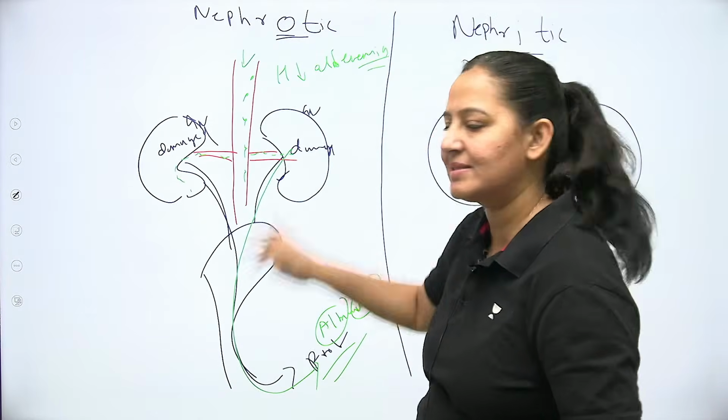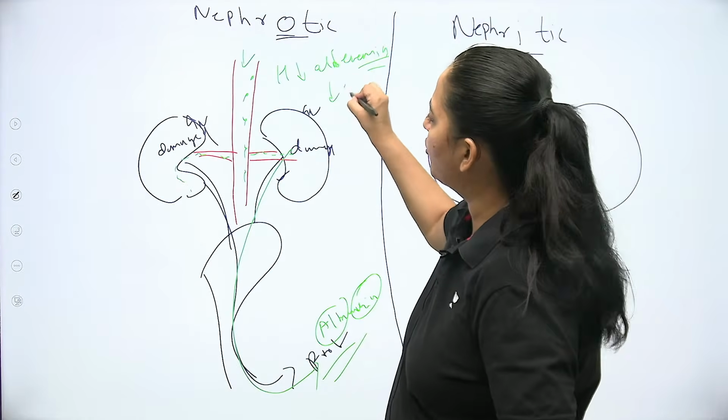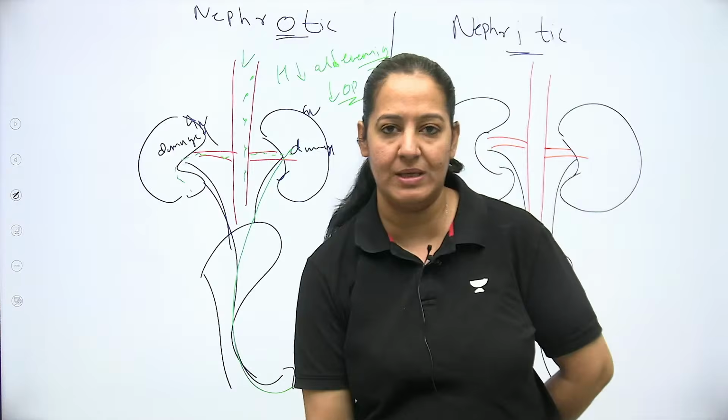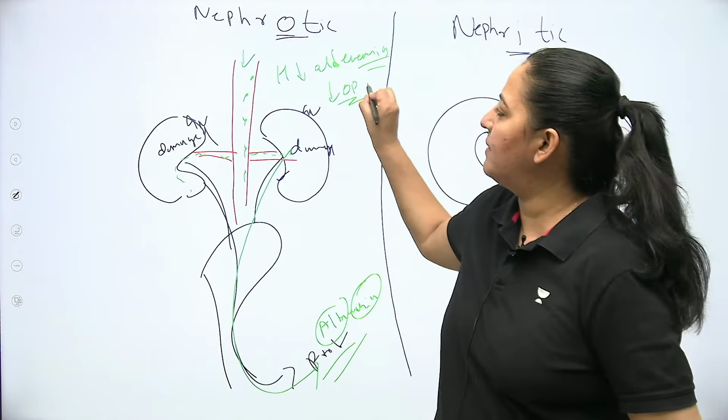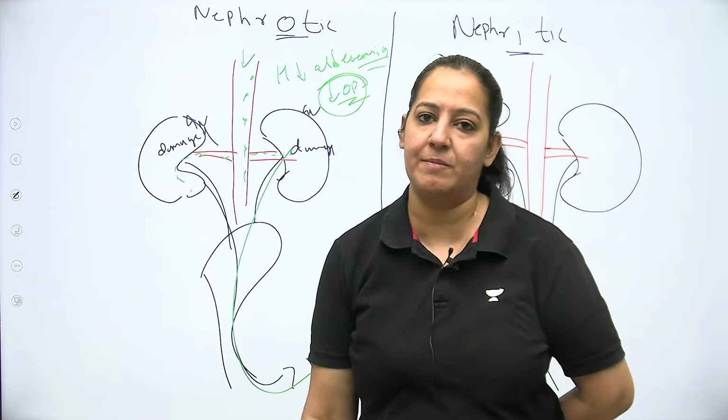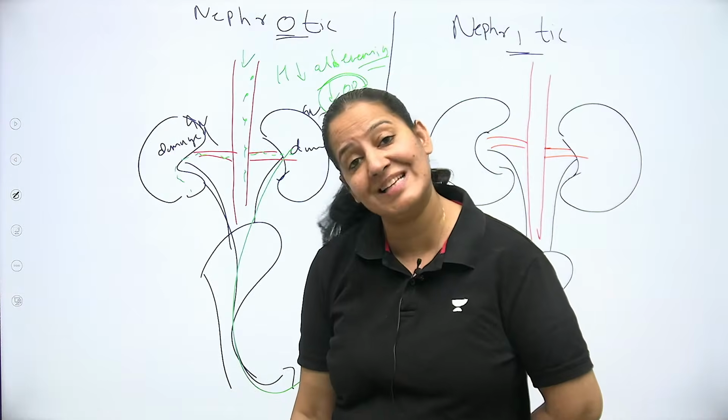Hypoalbuminemia. So in the blood there is less protein. Less protein means less oncotic pressure. That is the reason of edema in this patient. In a nephrotic patient, edema is due to less oncotic pressure. It is not increased hydrostatic pressure. It is less oncotic pressure.